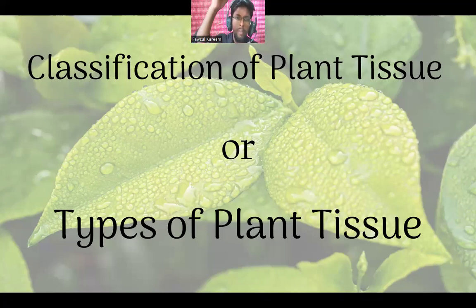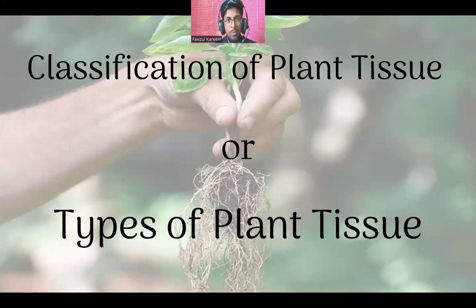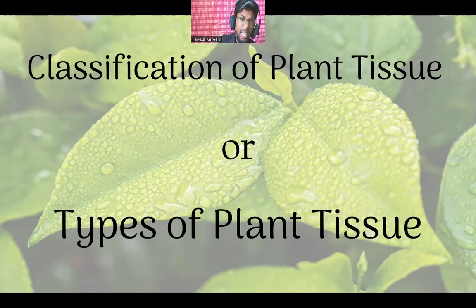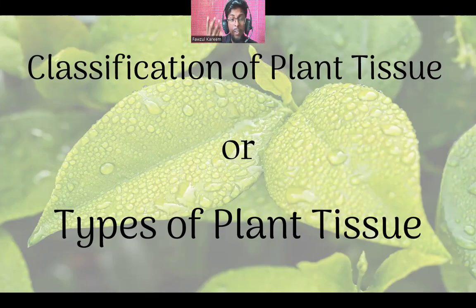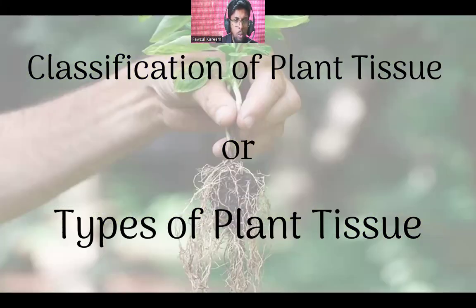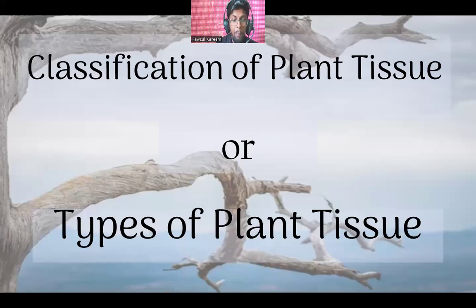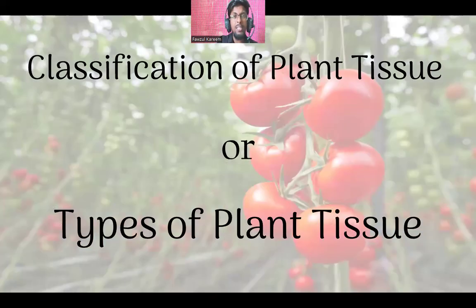Like that, the plant body also has those differences. For example, the leaf is different from the roots, and the fruits are different from the roots. Each and every part, the flowers, leaves, roots, fruits, and the stem, has different types of tissues.